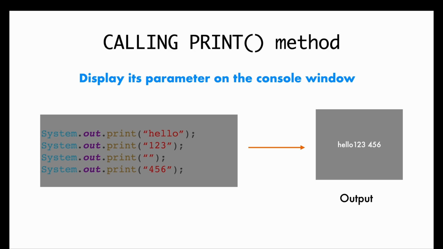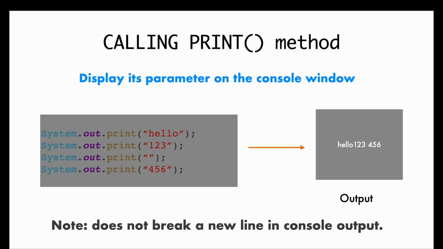On execution, the output will show hello, then 1, 2, 3, then nothing for the empty string value, then it will show 4, 5, 6. The reason is that because we are not using println and are simply using the print method, it does not break the output to a new line. Hence, it will show the output in a linear succession.